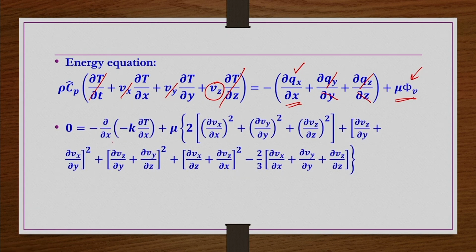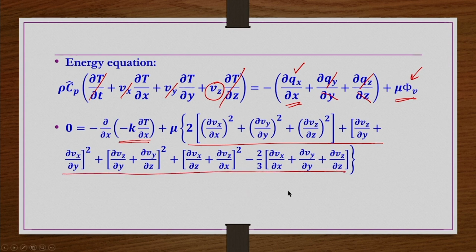0 is equal to minus dou by dou x of, in place of Qx we are writing minus k dou T by dou x, plus mu multiplied by the viscous dissipation term, this is what we have. Now here again we apply the constraints of the flow to further simplify this equation. So, Vx is 0, Vy is 0, Vz is there, but it is not a function of z. So, the first three terms are 0. Vz is there, but it is not a function of y.